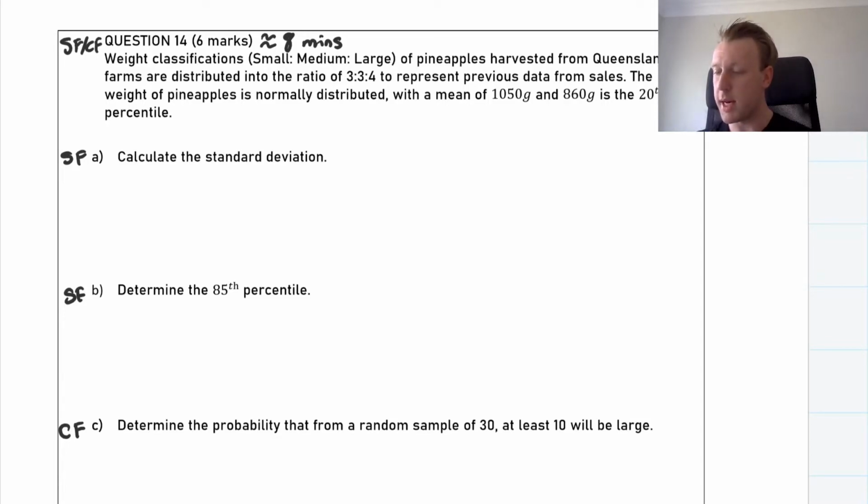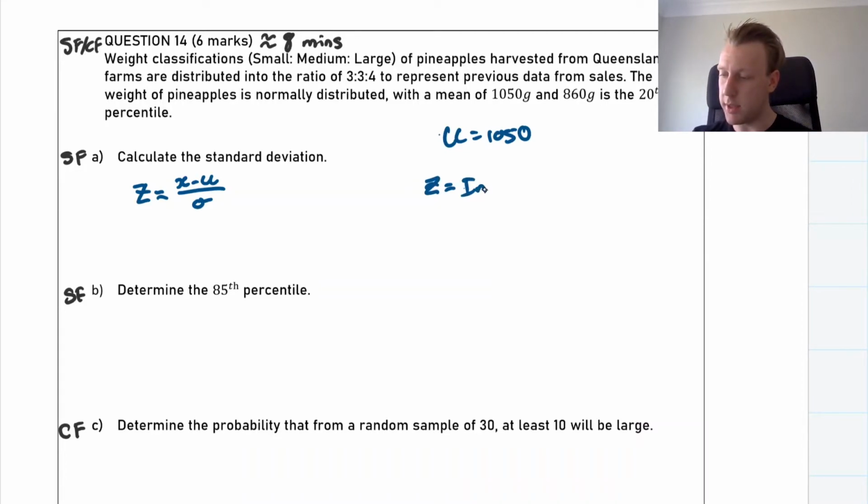Cool. The weight of pineapples is normally distributed. The mean is 1050, and 860 is the 20th percentile. Okay, calculate the standard deviation. We can do that by relating a z-score, the mean, and a particular score. So I know that the 20th percentile, I can work out that z-score.